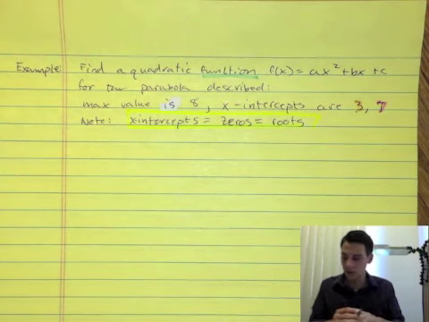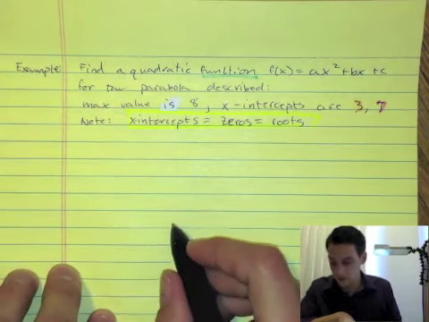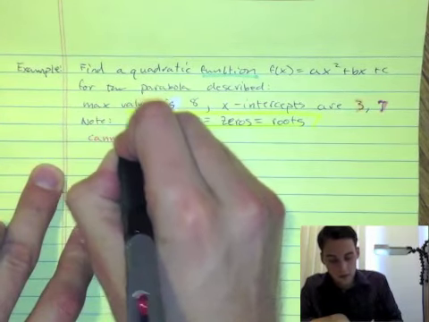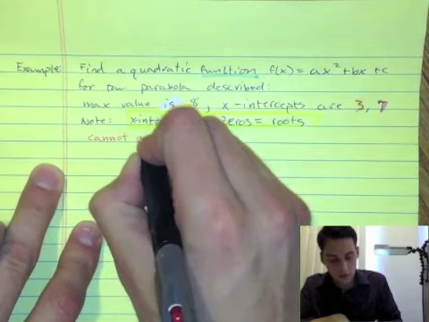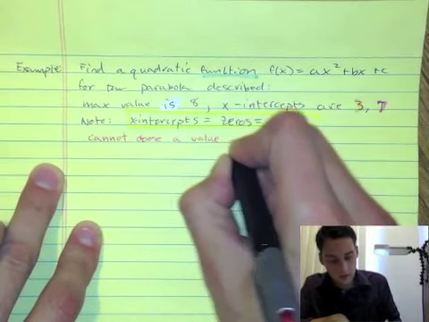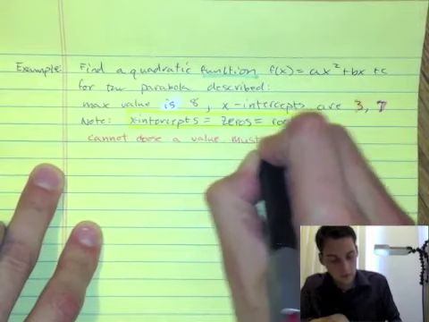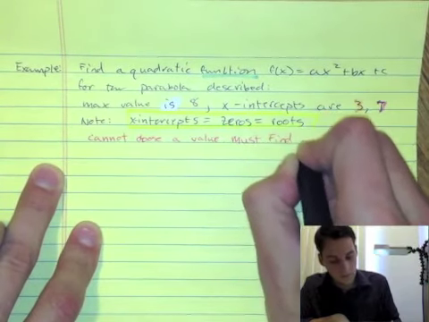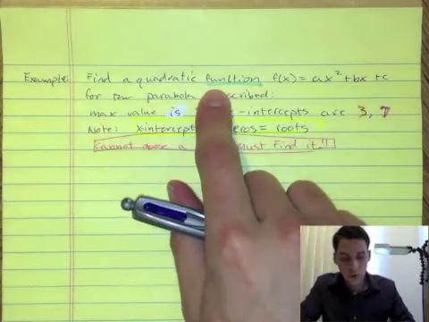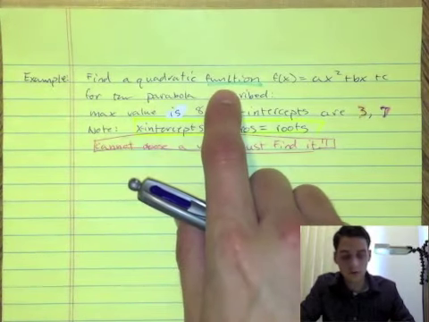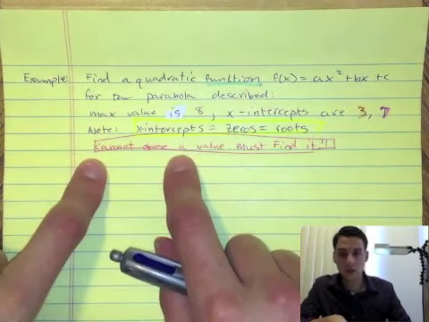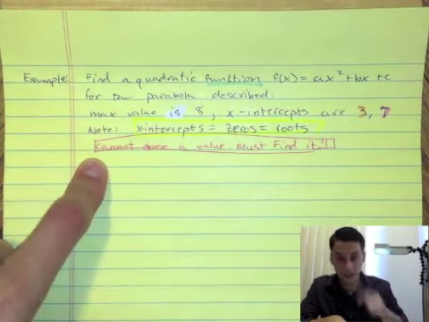A warning for these ones. Cannot choose a value. Must find it. So when you are dealing with quadratic functions, or when they ask you to find a quadratic function, you can't choose your a value to be whatever you want. You have to find it.